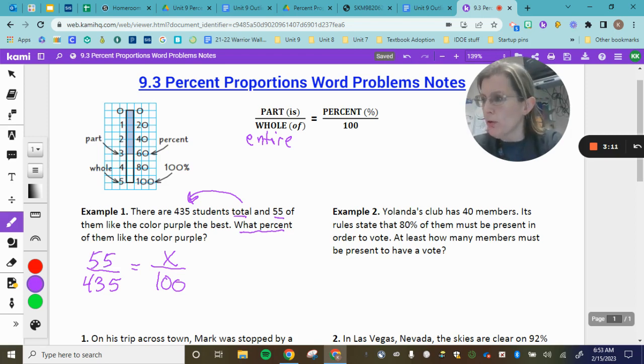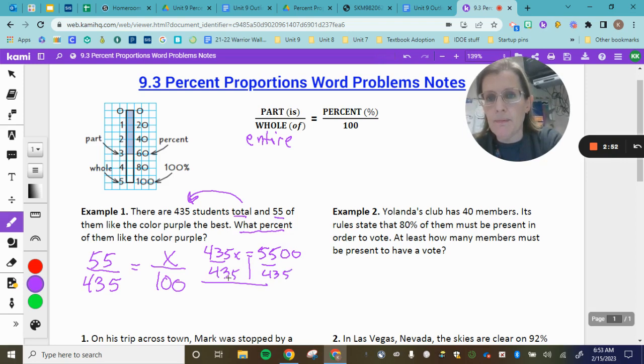Now we will cross multiply, so we'll cross multiply and we will get 435x equals, because we did x times 435, 55 times 100 is 5,550. And then I will divide both sides by 435 to get x equals 12 point, and it's not a pretty number, 12.643 something something. So we're just going to round it to the 10th place and say 12.6 because the 4 makes the 6 stay the same. But we're looking for the percent, so we need to put the percent sign on there.